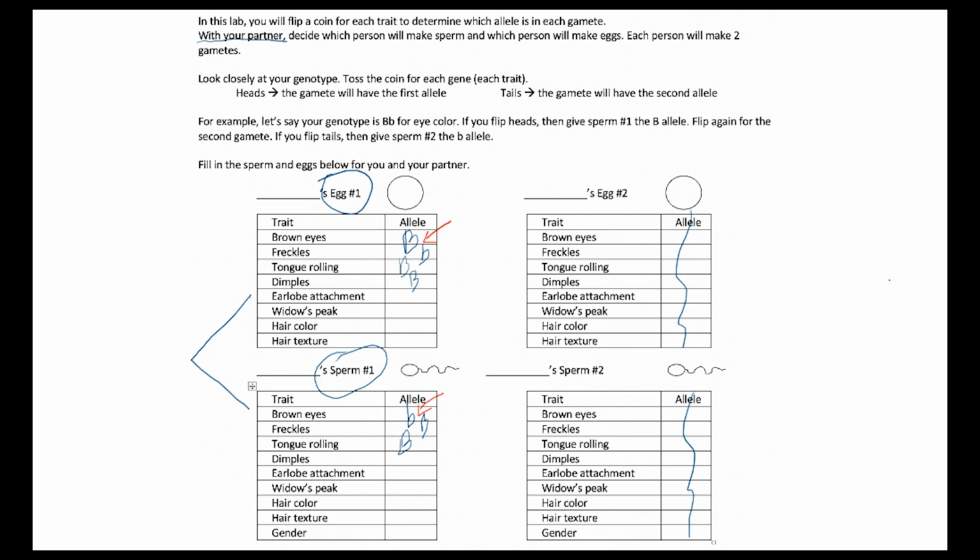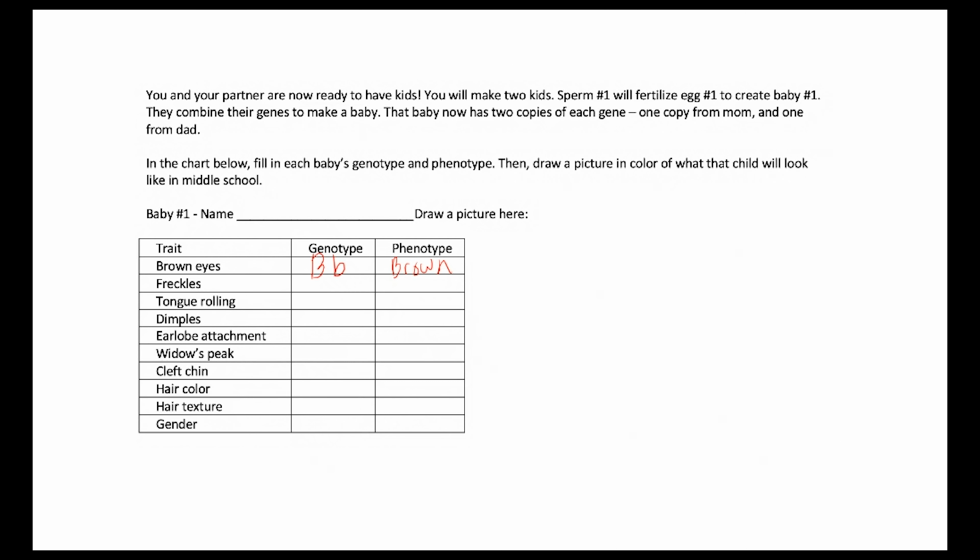Then I'm going to go back and do the exact same thing with freckles. So in the case of freckles, my first one is going to be little b. And my freckles from my sperm is going to be big B. So I go over here. So again, freckles is going to be little b, big B, or big B, little b, doesn't matter. Regardless, you're going to put the dominant phenotype because this is a heterozygous genotype. And you're going to do that for the rest of those traits. And you can tell me exactly what that phenotype is going to be.